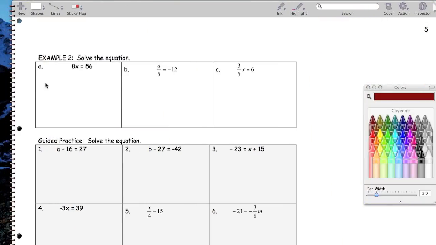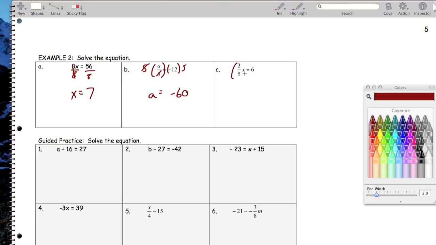Just running through a few, and then you're going to try some. Letters A, B, and C. These are being multiplied. I do the inverse and divide. They cancel out. X comes down, I get 7. Letter B, I have to get A by itself, so I multiply by 5 on both sides. My 5's cancel. A comes down, I get negative 60.